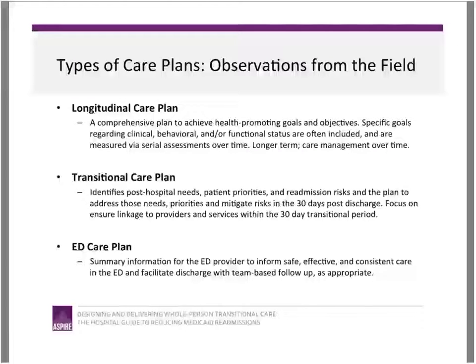The first type of care plan might be called a longitudinal or a comprehensive care plan. This is the care plan that has been classically in place through disease management and care management programs for a long time. This would have a multifaceted assessment of clinical, behavioral, functional, economic, social support type of assessments. There would probably be a depression screen and a chronic disease management screen, et cetera. And improvement in health-related goals would be measured via serial assessments over time.